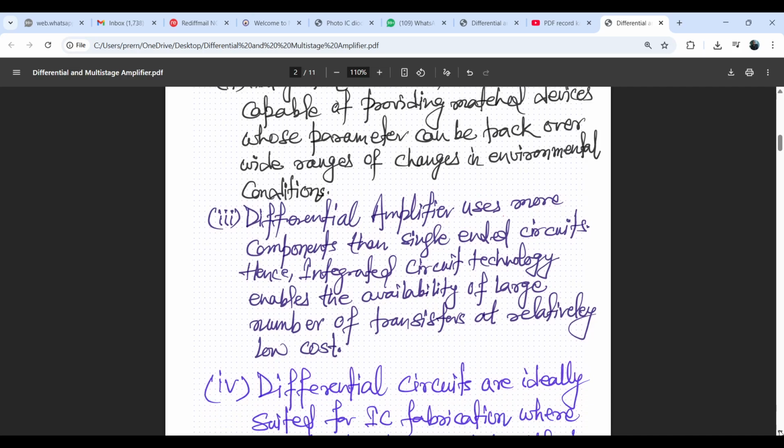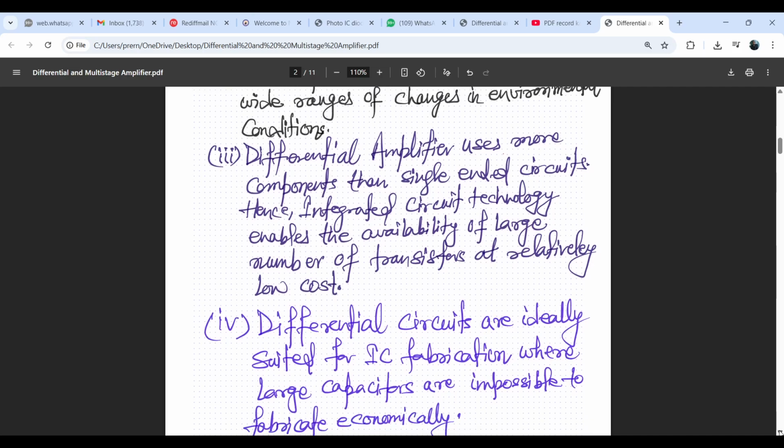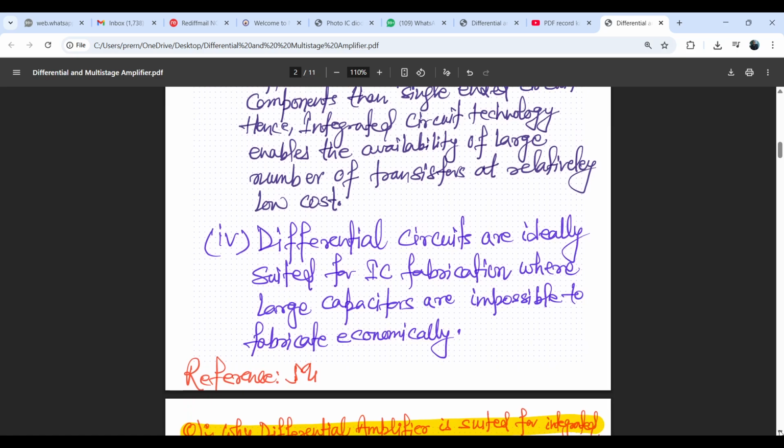Now, differential circuits are ideally suited for IC fabrication where large capacitors are impossible to design or fabricate economically. So differential circuits are ideally suited for IC fabrication where large capacitors are impossible to fabricate. Now next.